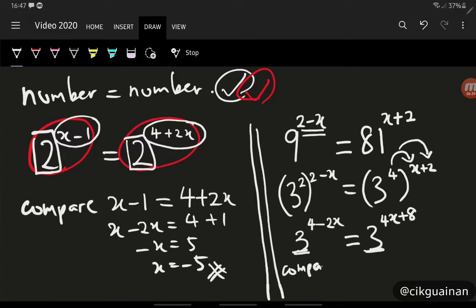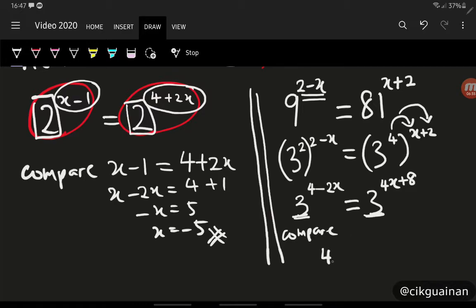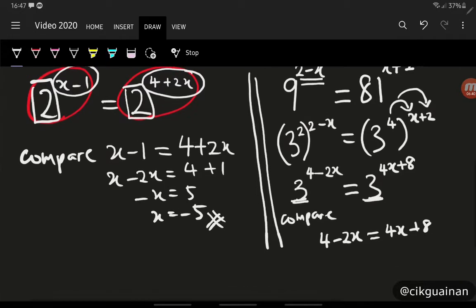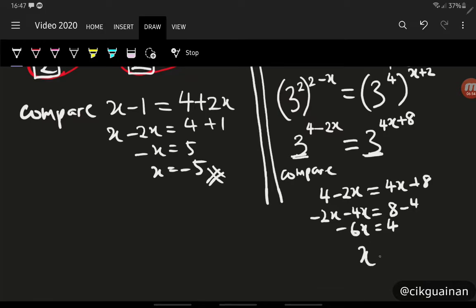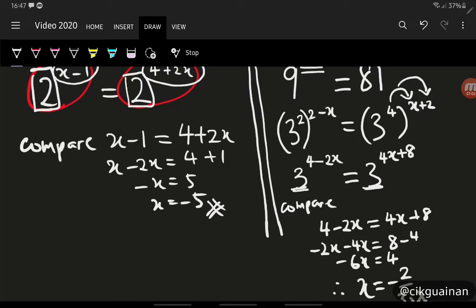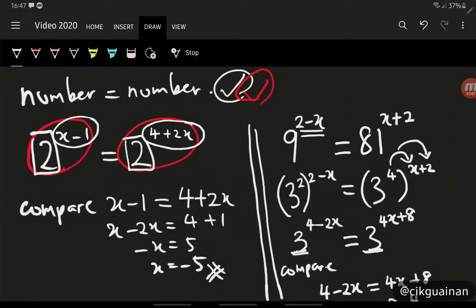So compare. I drag it down below. So 4 minus 2x equals 4x plus 8. And then minus 2x minus 4x, 8 minus 4, minus 6x equals 4. Therefore, x equals minus 2 over 3. So this is the second example for the first type, number equal number.